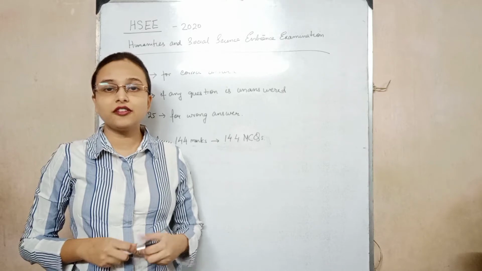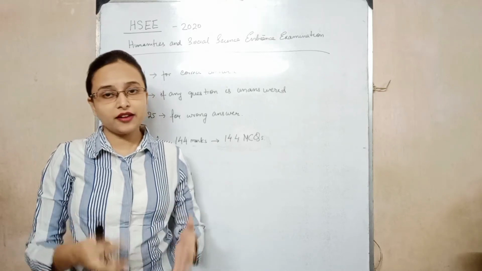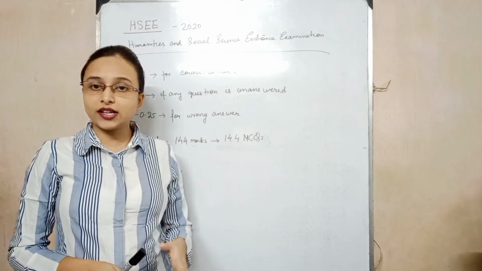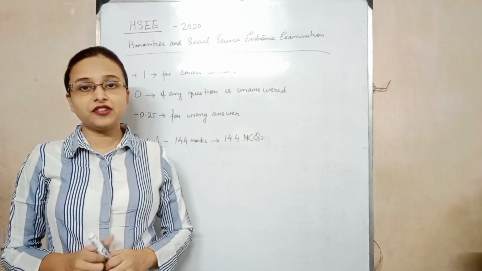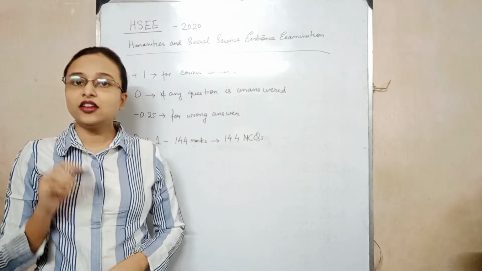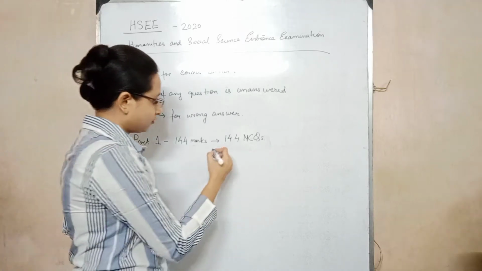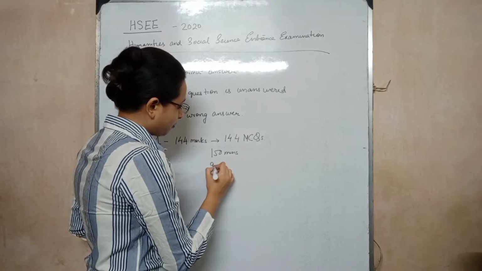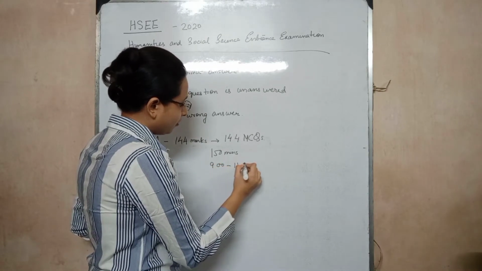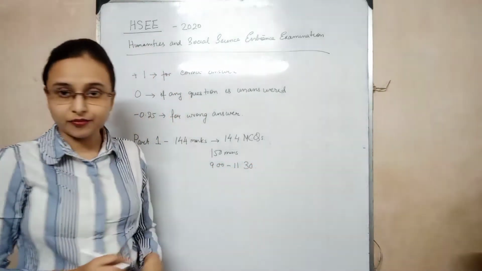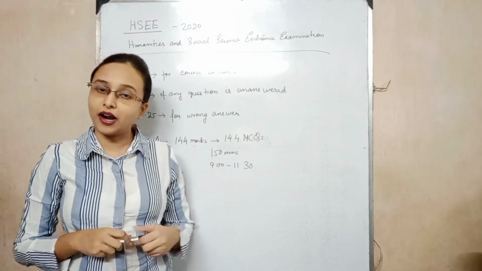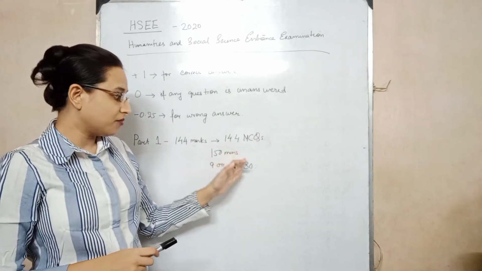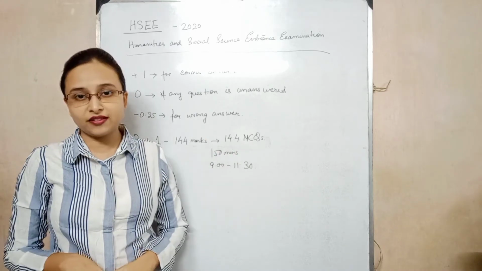You will have basically 4 options to choose from, and whichever you think appropriate, you can mark that. The total time for part 1 is 150 minutes, which is from 9 to 11:30 in the morning. Okay, so here you will have 144 MCQs to solve in 150 minutes.